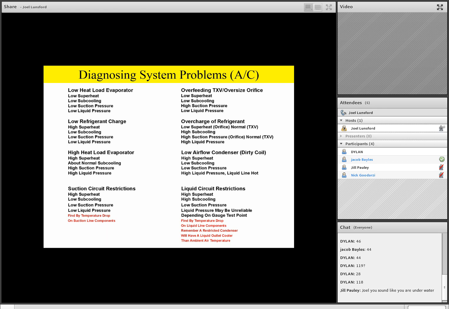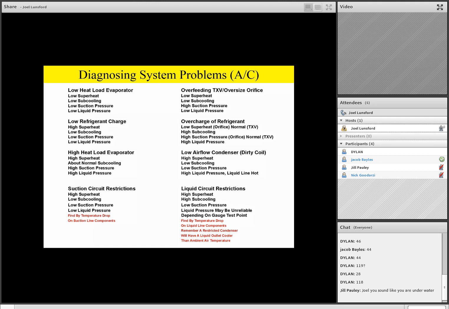One more that's kind of common out in the industry is an overfeeding TXV, or an oversized piston or orifice. What that'll do is give you low superheat. In other words, it floods the indoor coil, the evaporator. Low subcooling because it empties the outdoor coil. It drives the suction pressure high and the liquid pressure low.